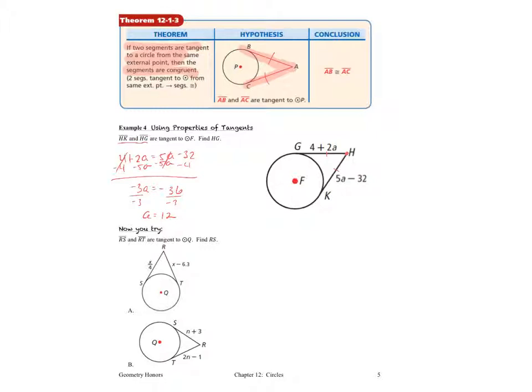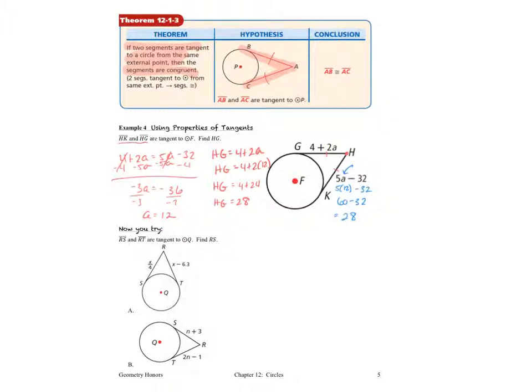And we want HG, so we have to plug that back in. Since HG equals 4 plus 2a, we just plug in the 12 for a. Multiply first because of PEMDAS, and we get 4 plus 24, which means that HG is 28. And we could check our work on this one, because if you plug in the 12 here, we would get 5 times 12 minus 32, so that's 60 minus 32, which is 28, and so they came out congruent to each other, so that's good.